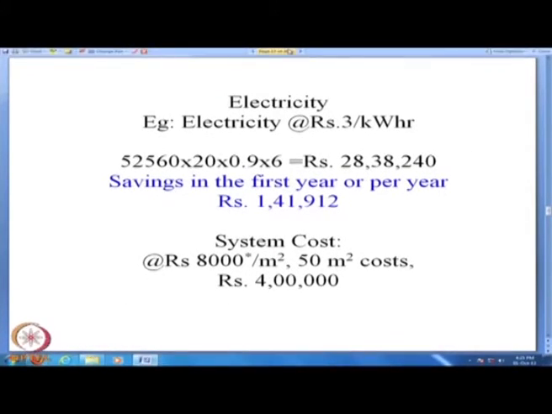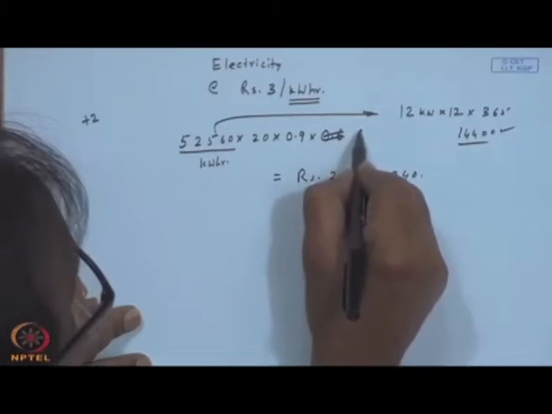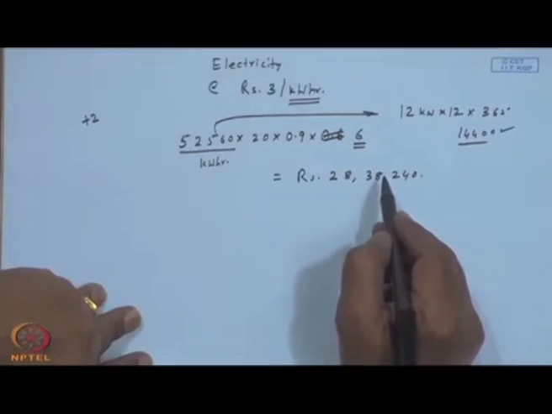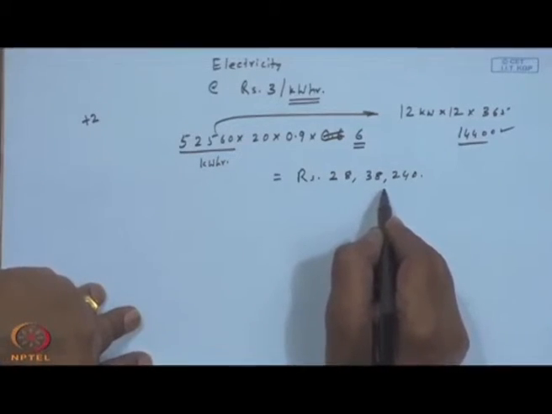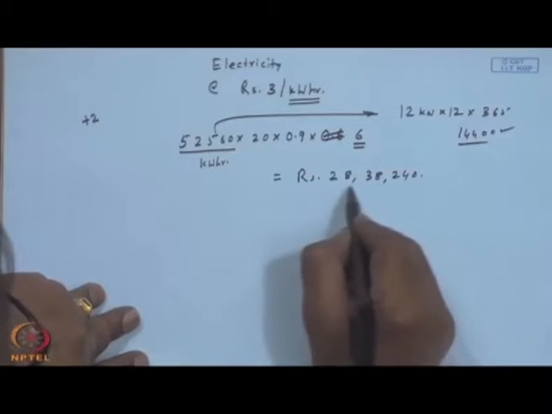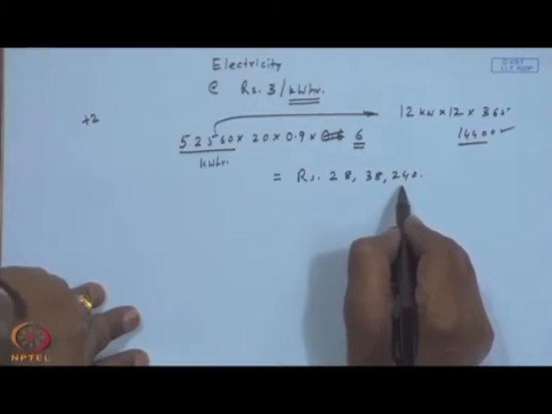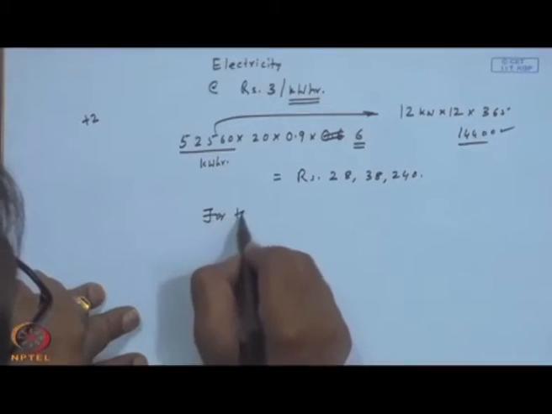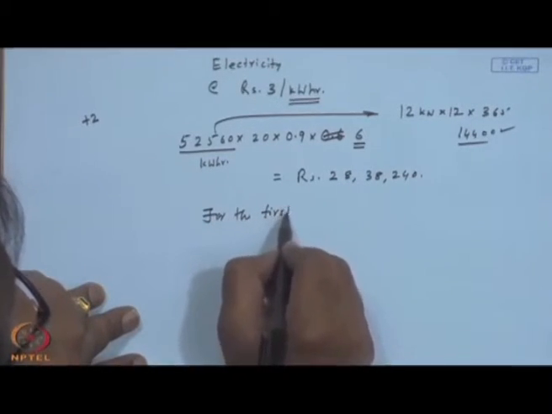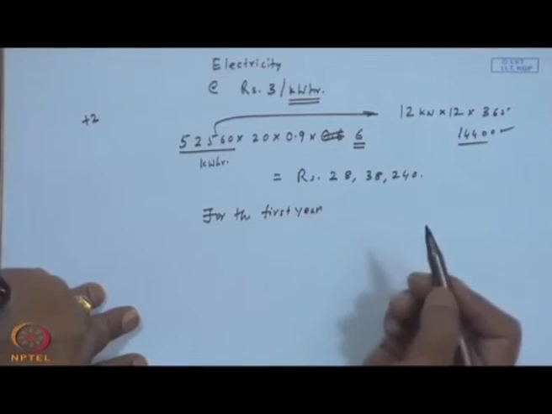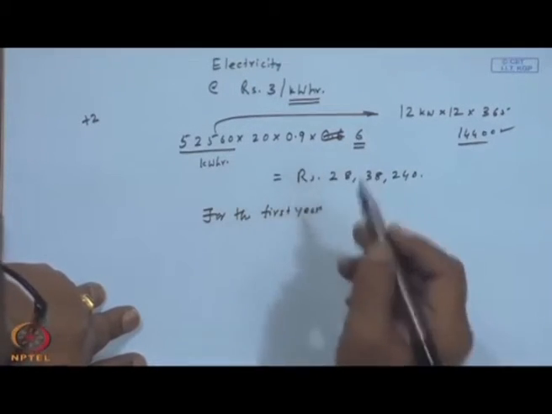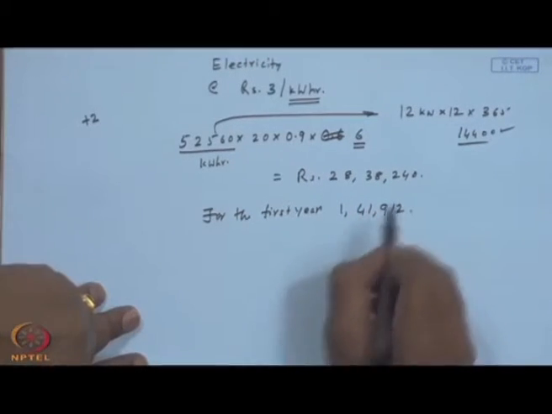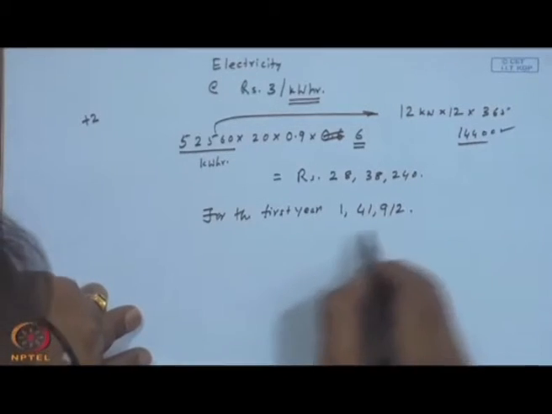Okay, I will check whether this may be at the rate of 6 rupees, this money should be there, okay, right. I will clarify in the next class. So, this comes to a saving of 28 lakhs, and for the first year saving into 0.9 into 6 rupees, I think, okay, 1,41,912. Okay.